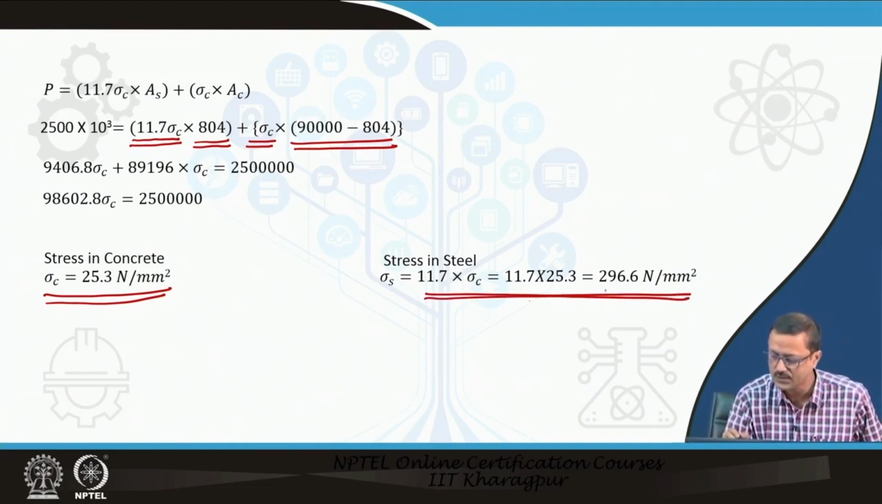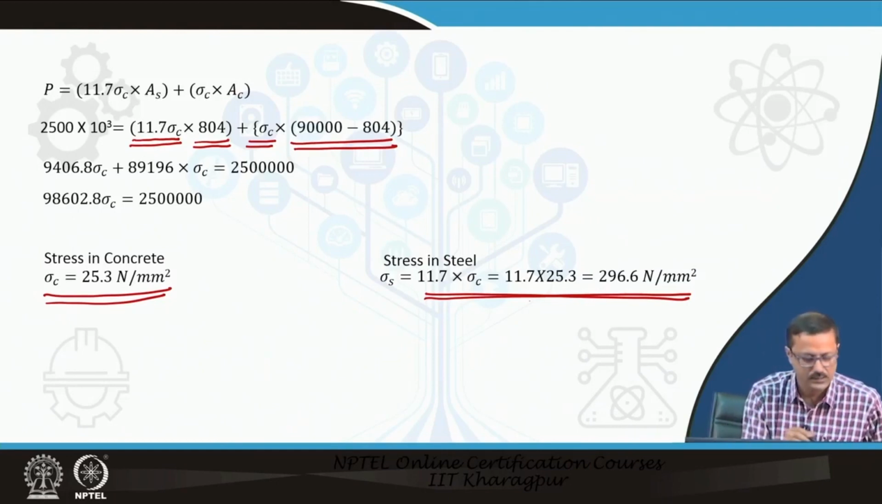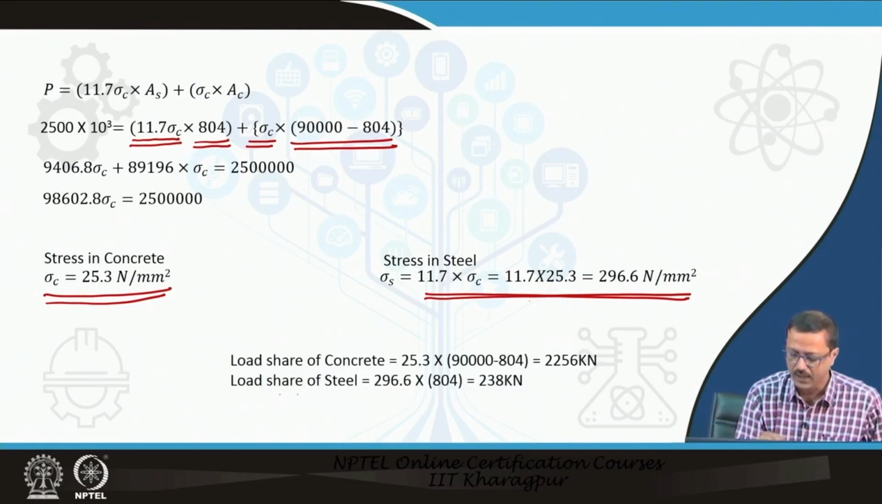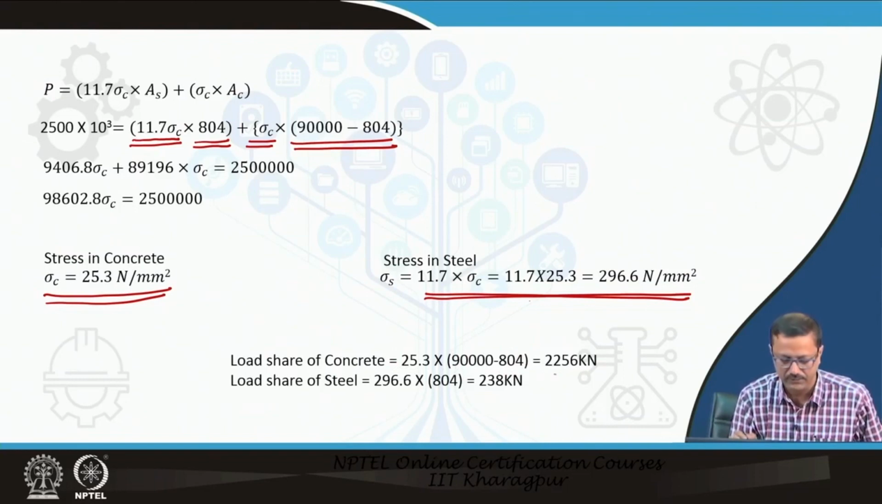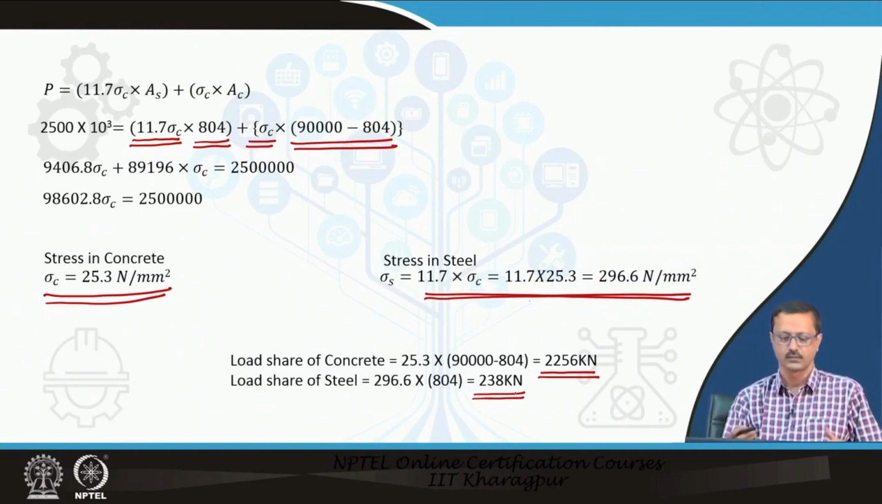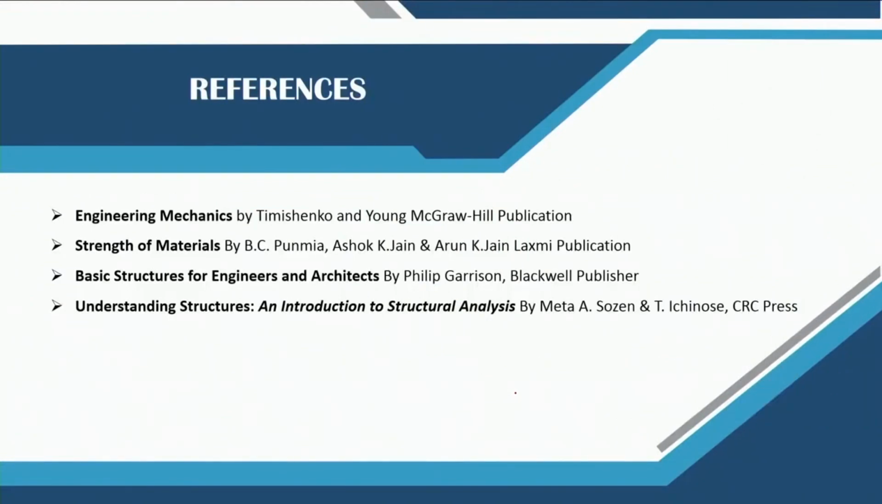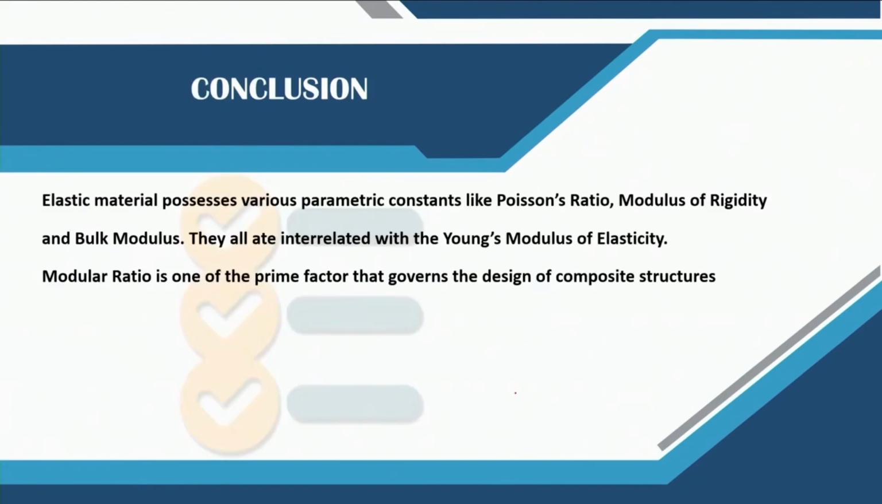So, the stress in steel is almost about 300 and the stress in concrete is around 25, and if you multiply each with its area, I can find that the concrete will take almost 2256 kilonewton of load, and the share of steel load is 283. If you add them, it will be almost close to 2500. So, I took this reference for this particular chapter.